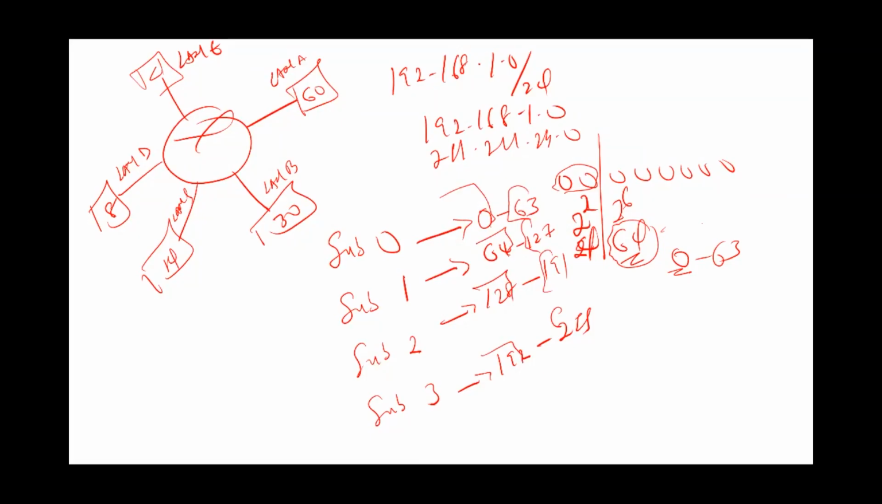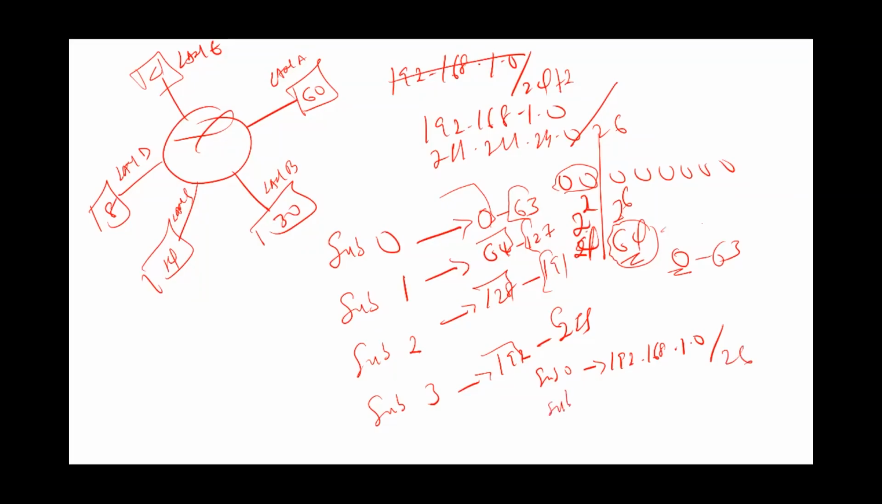So for subnet 0, the network address is 192.168.1.0. Now the slash will be what? We borrow 2 bits, guys. To add this to the old subnet mask, we are going to get slash 26. This will be slash 26.